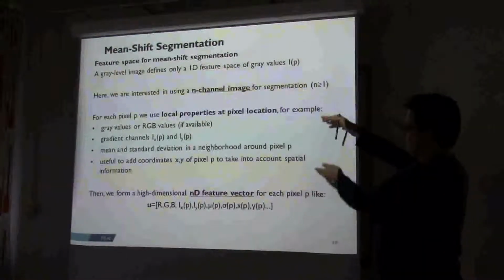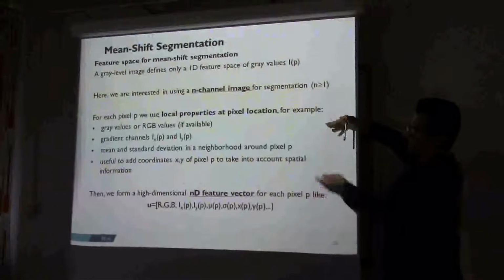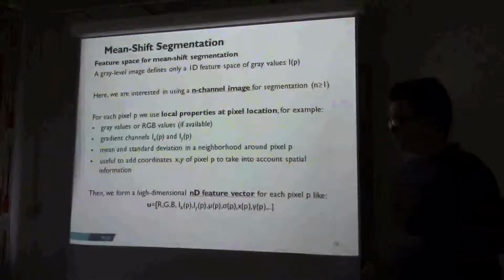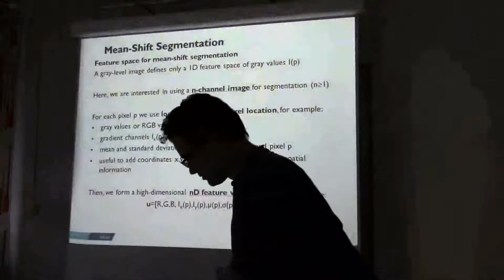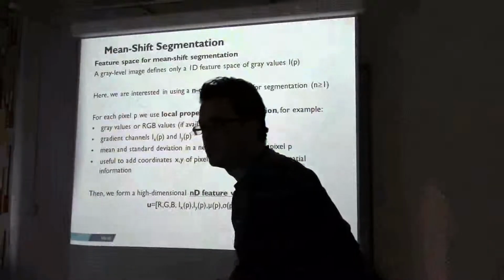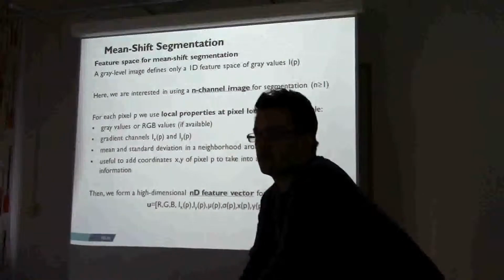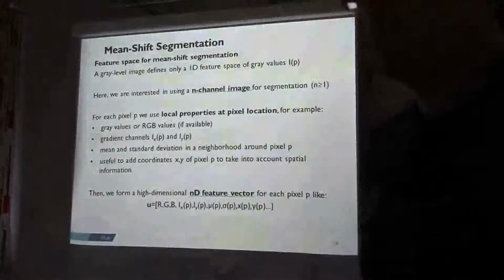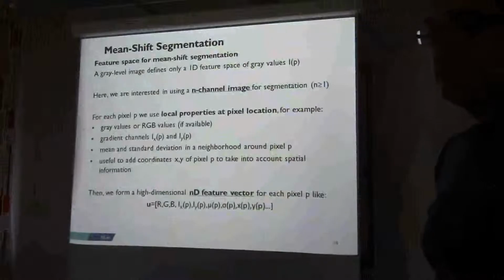I'm not saying that you should use all of this. These are just some examples. You can define other properties based on your application. And so do the features apply to all the methods like seed growing or split and merge to this feature vector? No, they just use gray level.